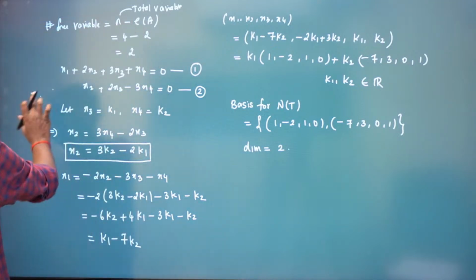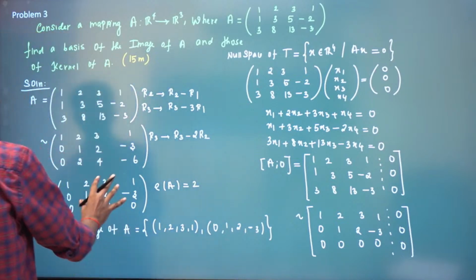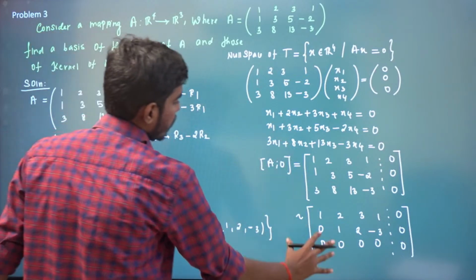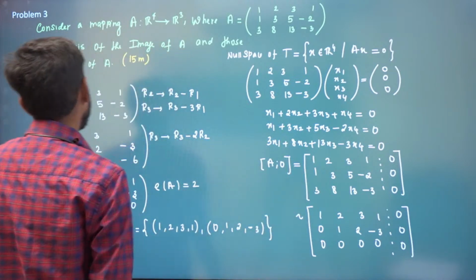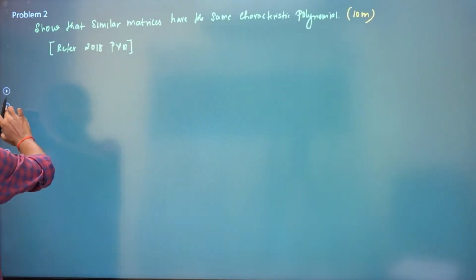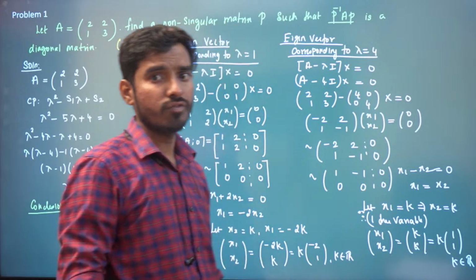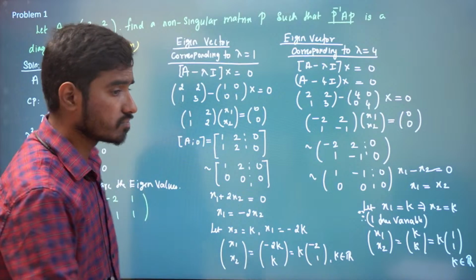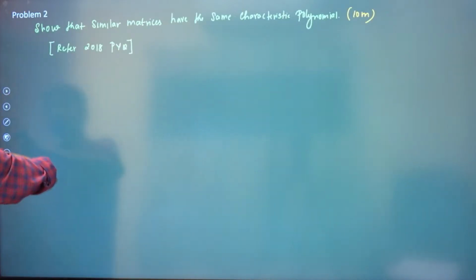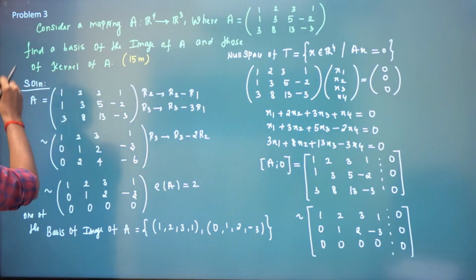So that's it. So when we are done with the third problem, it carries 15 marks. See how simple it is, right? So here instead of reducing the matrix, we can use the matrix directly for finding the solution of this homogeneous system of linear equations, right? Okay, so first problem is based on finding a non-singular matrix P such that P inverse AP is a diagonal matrix. How to find the matrix P? The matrix P is nothing but your eigenvector matrix. And second one is a repeated question from 2018. So I left this question. Third one is we need to find the basis for image of A and kernel of A.